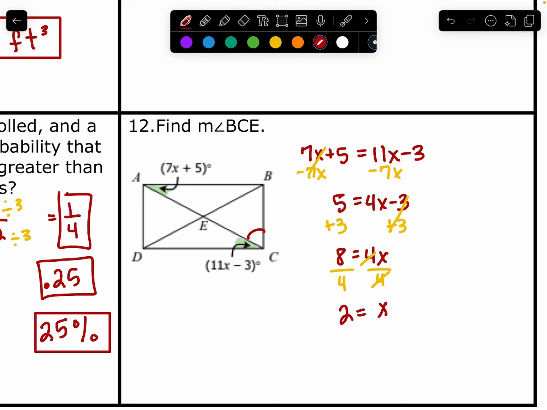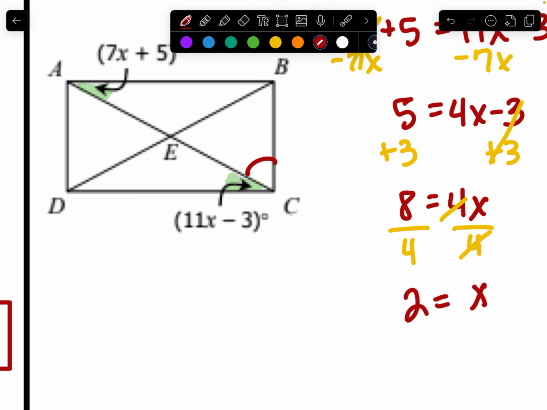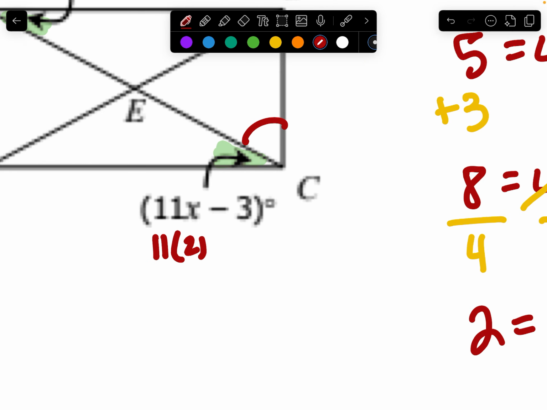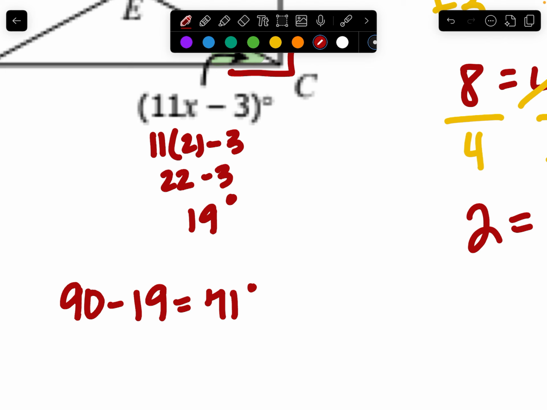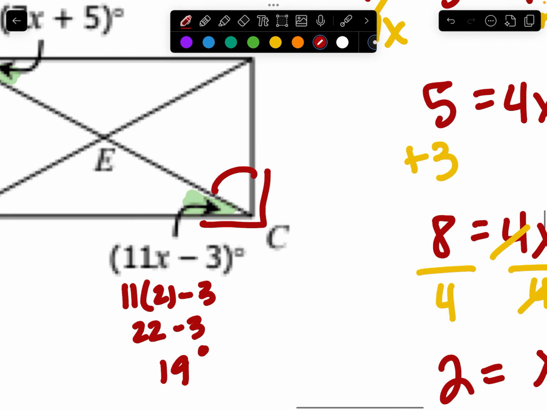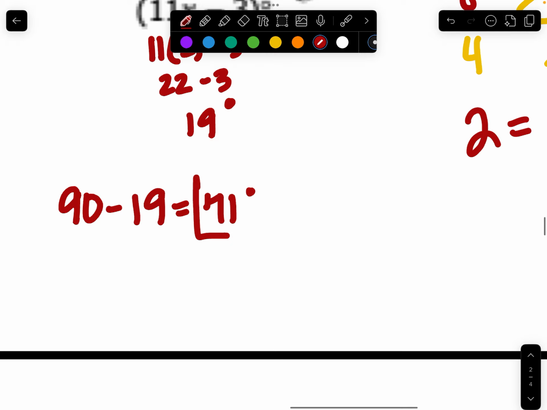So we get 2 for x, but they don't just want x. We have to plug it back in to figure out the missing angle over there. So I'm going to plug it back in right here. All right, so that angle is 19. That's a right angle. So we know that the right angle is 90 degrees. If we take away 19, that'll give us 71 degrees. So this angle here is 19 degrees. This angle here is 71 degrees. So they add up to 90. So there you go.